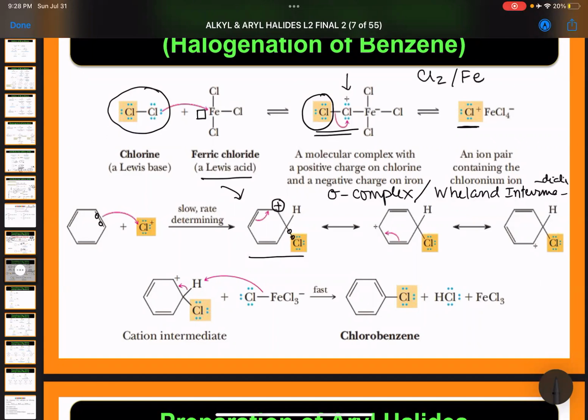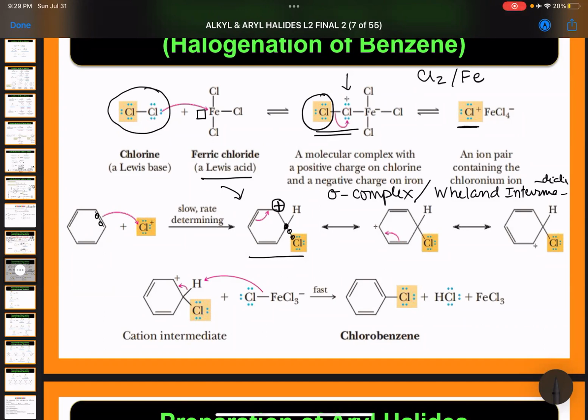Okay, the Cl plus will come and take the pi electron outside, so it will have a plus charge. This carbon will not have the plus charge, because the carbon on which Cl is attached has 4 bonds, so that is neutral. So Cl plus attaches, and the plus will come on the ring.